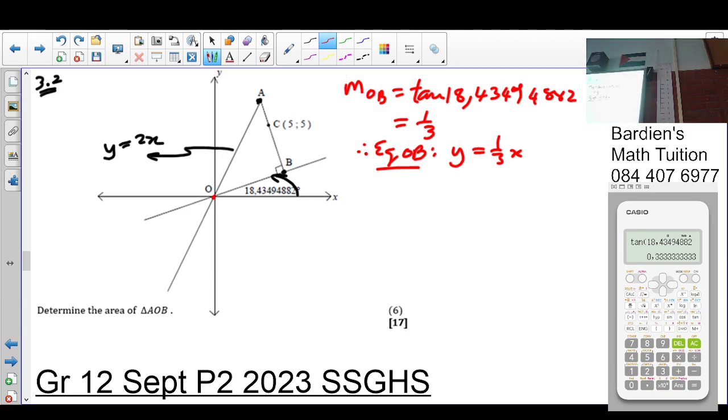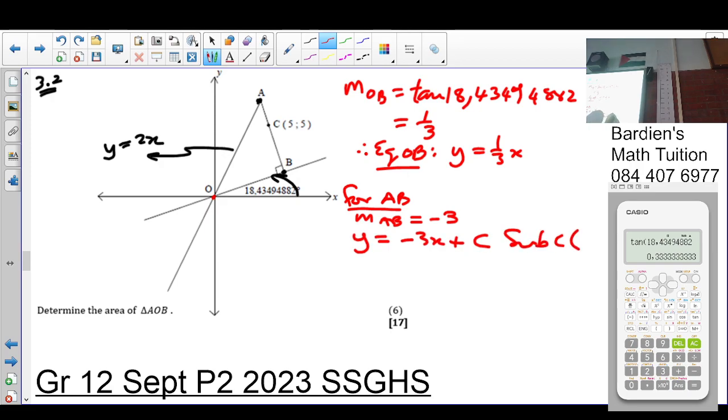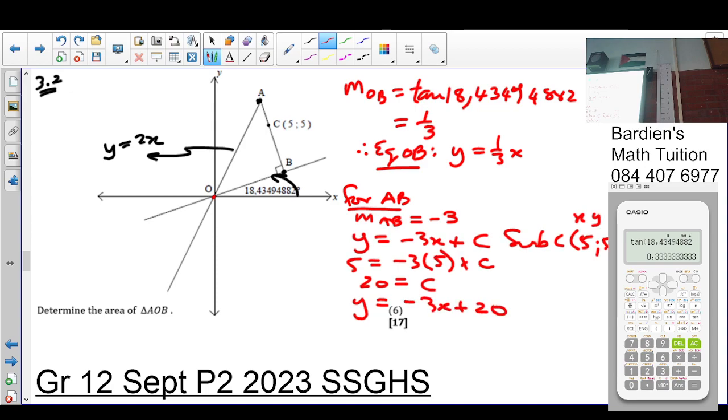Then for the equation of AB, we know that the gradient of AB times the gradient of OB is negative 1. So the gradient of AB, of course, is negative 3. So I've got y is equal to negative 3x plus c. Now we'll substitute the point on line AB, which is 5 and 5, namely x and y there. So 5 is equal to negative 3 times 5 plus c. So c works out to be 20. So your equation of AB is y is equal to minus 3x plus 20.